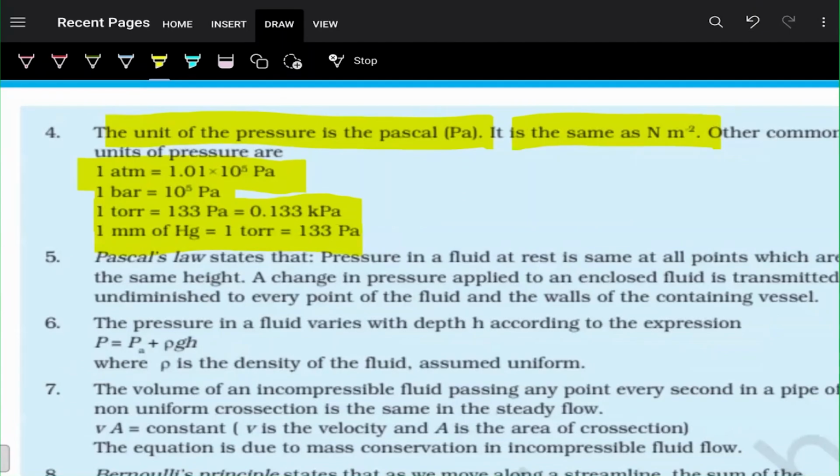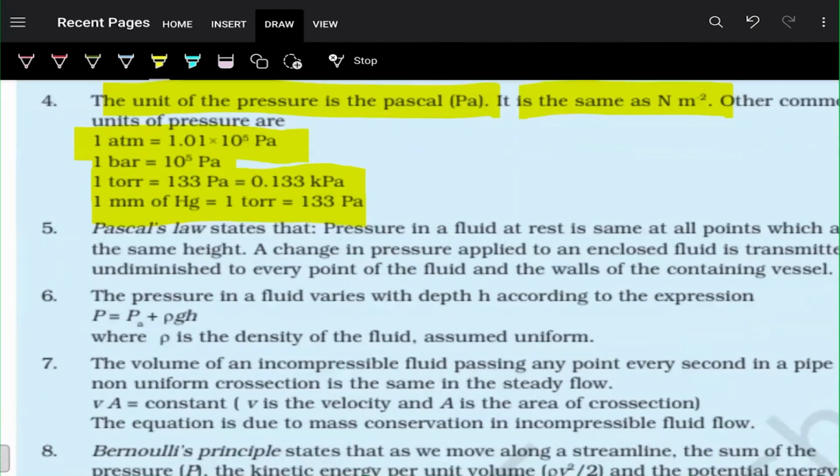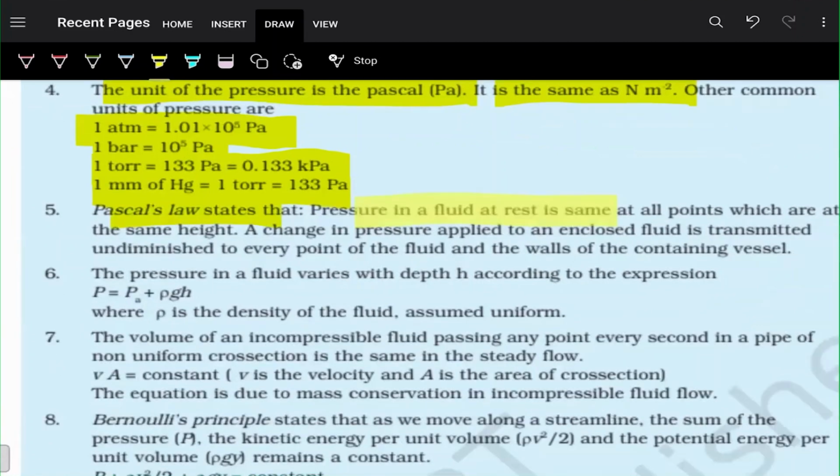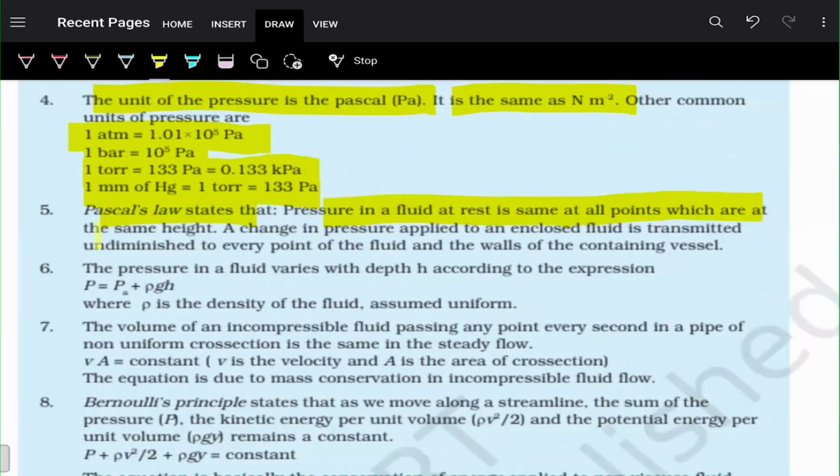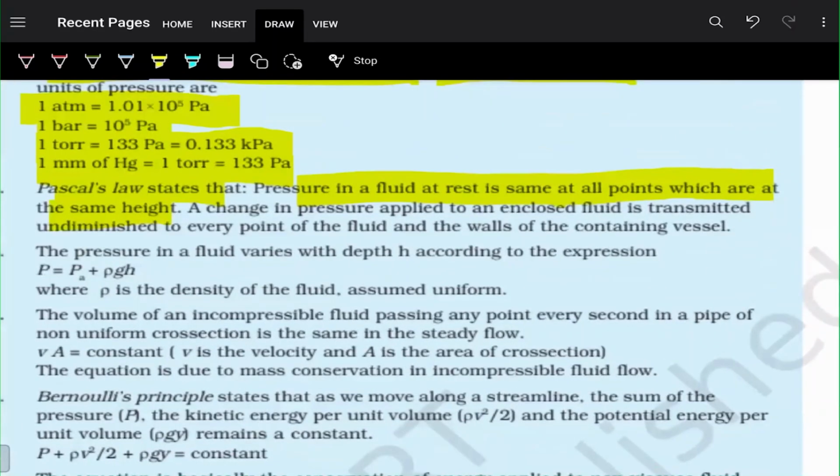Next, Pascal's law. Pascal's law states that pressure in a fluid at rest is the same at all points which are at the same height. If the fluid is at rest, the pressure is the same at all points at the same height. A change in pressure applied to an enclosed fluid is transmitted undiminished to every point of the fluid. We have seen the hydraulic brake and hydraulic lift, and we have discussed them.